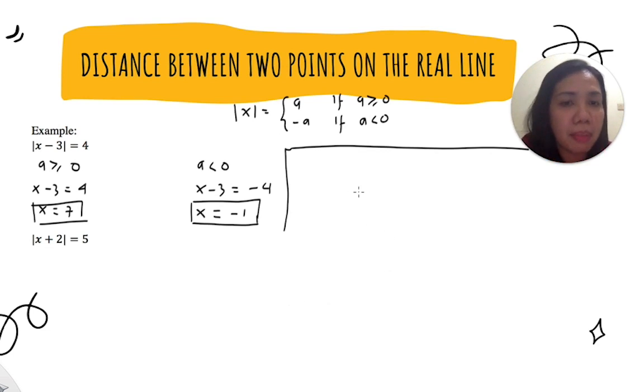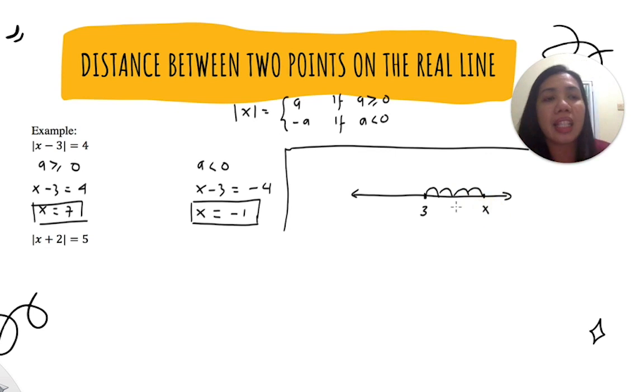So let me draw a number line here. In here, I'll put 3. So let's see, if x is on the right side, then we're gonna have x in here, with 4 units in between them. So let's count 4 units: 1, 2, 3, 4. So the first x will be here. And for the second possibility, we'll have x on the left side of 3. So let's count 4 units to the left: 1, 2, 3, 4. So the second x is in here.